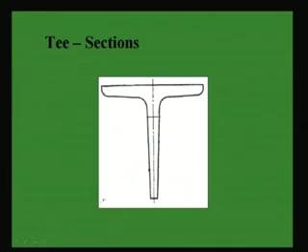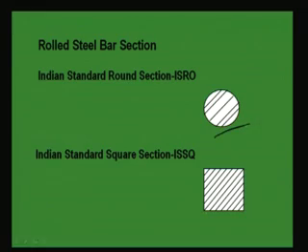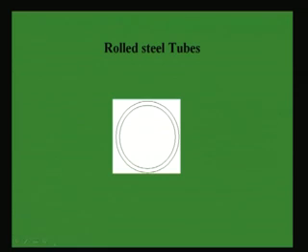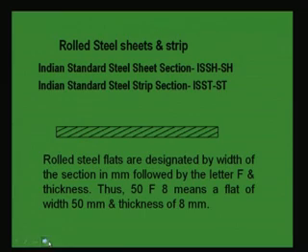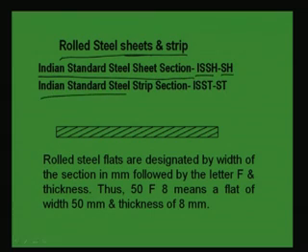So, this is the T section, Indian Standard round section and Indian Standard square section. This is another, rolled steel tubes. Now, other types of rolled steel sheets are what we call Indian Standard Steel Sheet section, ISSH or SH. Another is Indian Standard Steel Strip section, ISST or ST.